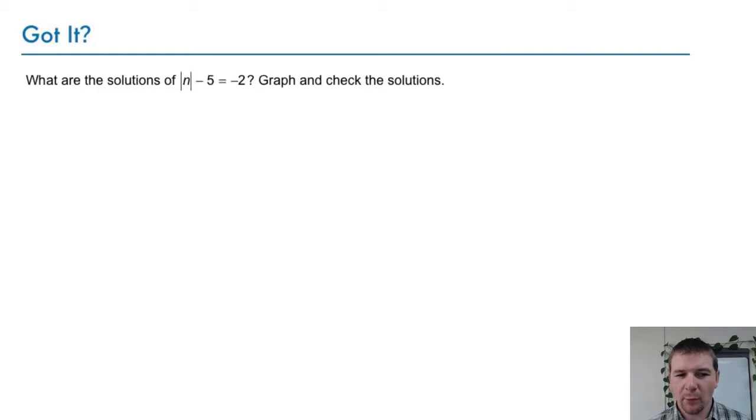Your turn. What are the solutions of the absolute value of n minus 5 equals negative 2? Graph and check the solutions.